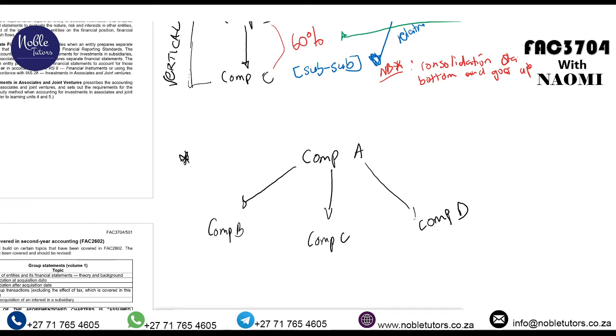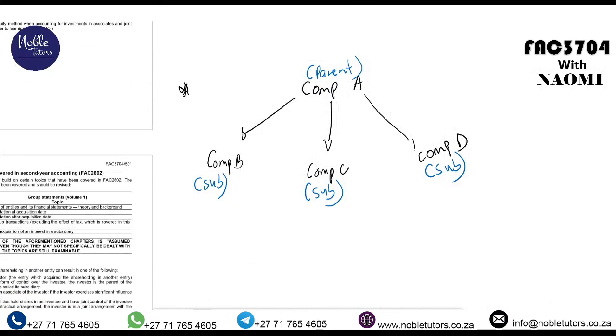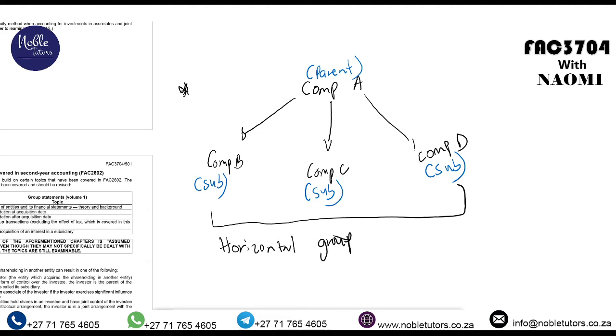When one parent, so in other words, in this one we have one parent and all of them are direct subsidiaries. Okay, so there is no indirect relationship here. They're all direct subsidiaries, unlike having a sub-subsidiary. Here we've got direct subsidiaries. This is known as a horizontal group. If you look at even the format, the structure shows you that this is a horizontal group.